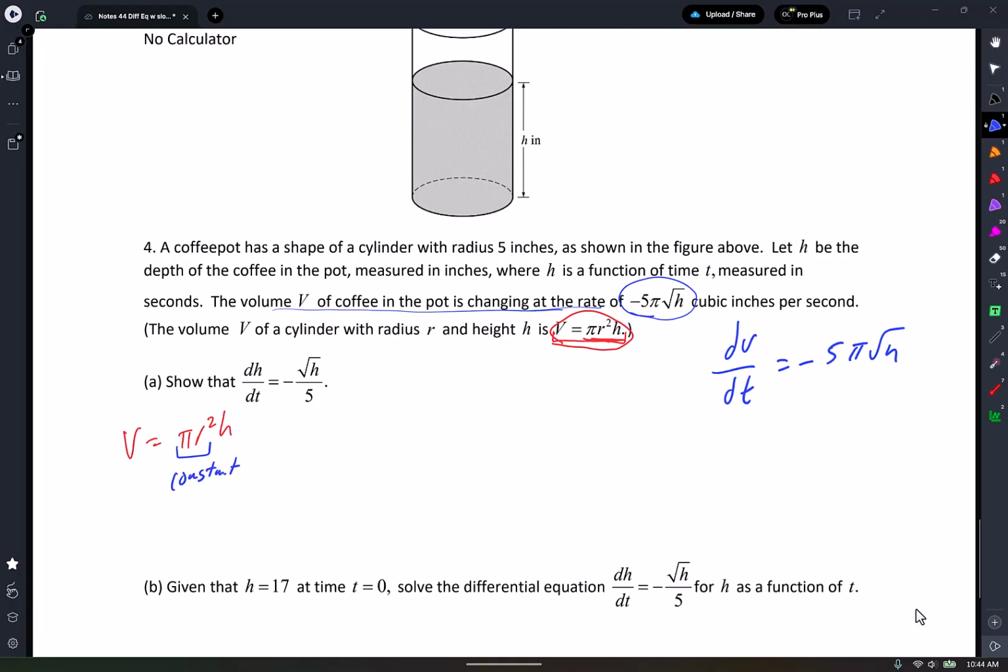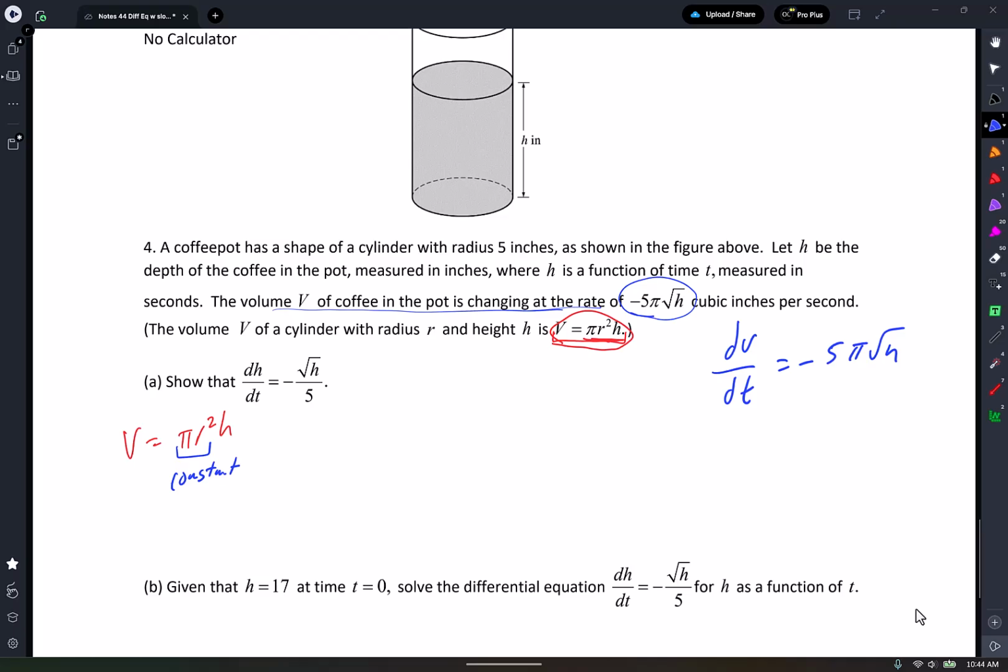So look, and I'll slow down. Don't I have dV/dt on the right-hand side here? So what's the game plan? I'm going to take a derivative of pi r squared h, and I'm going to set that expression equal to -5 pi square root of h. Do you see the game plan?